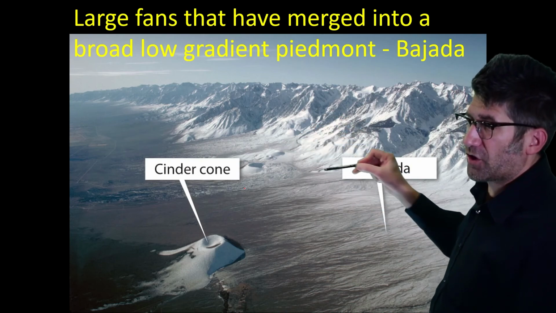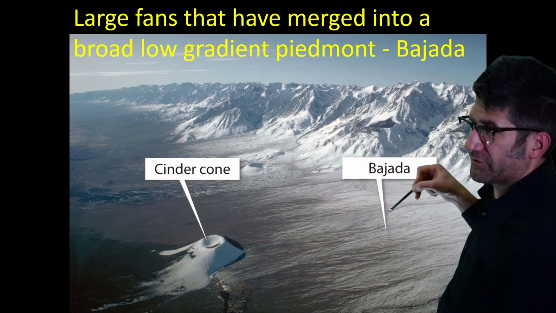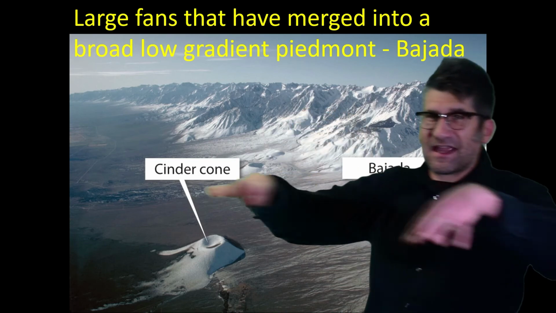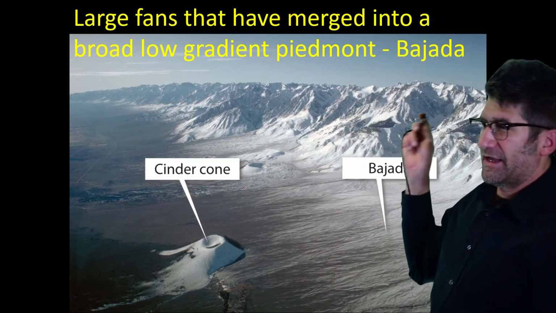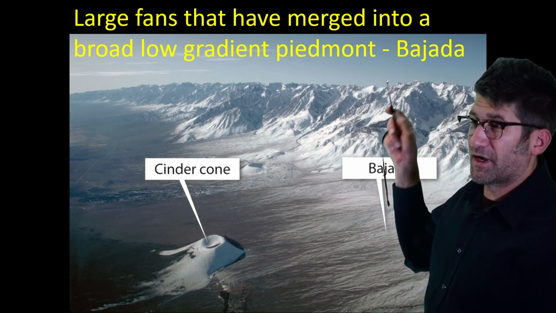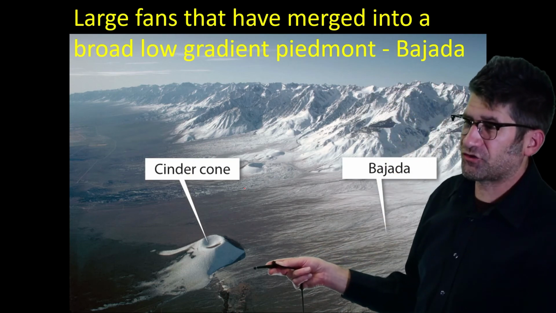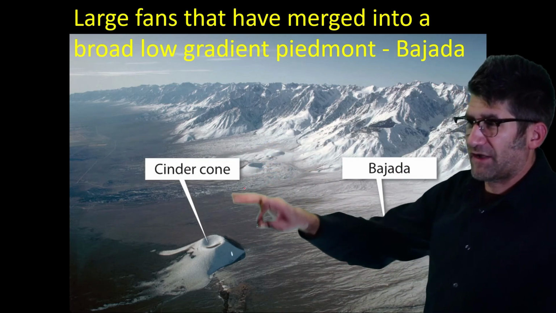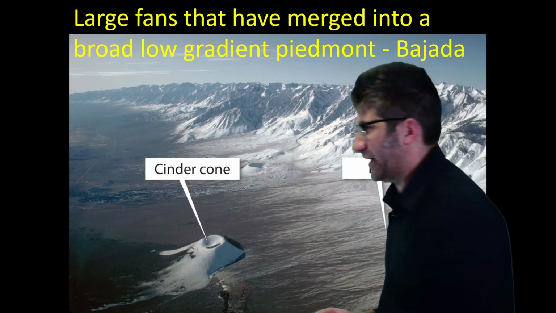Oftentimes you'll have large fans that merge together. So you can see coalescing alluvial fans right here. So here's a fan, here's a fan, there's a fan. When they link together like this, we call this a bajada. So this is a bajada. Then we have this more young feature, an eruption of a cinder cone down here. But a bajada is where you have coalescing alluvial fans.